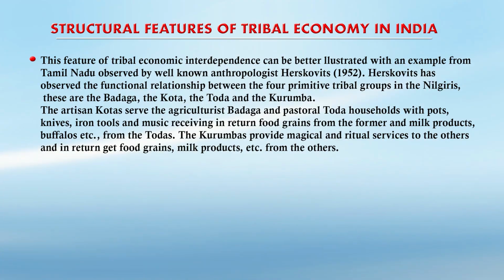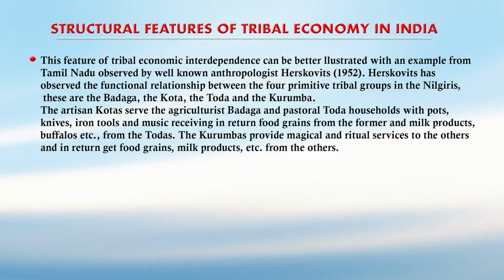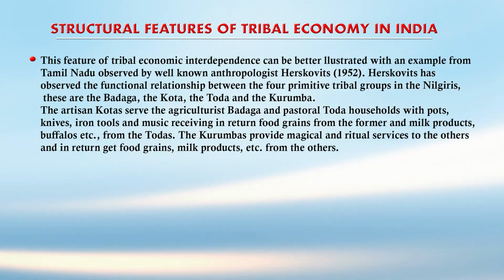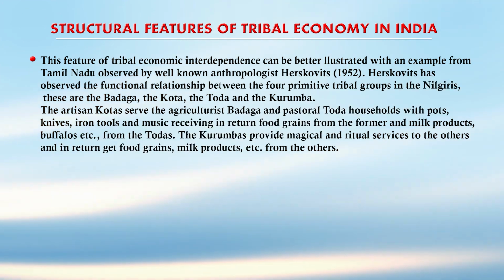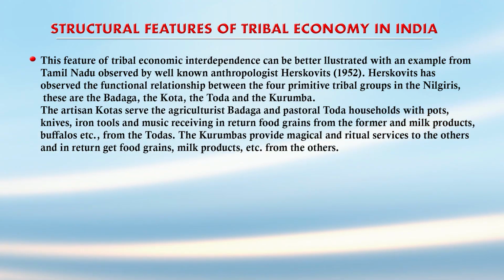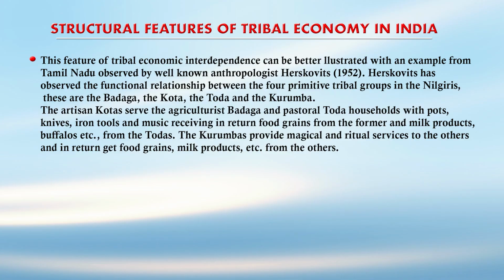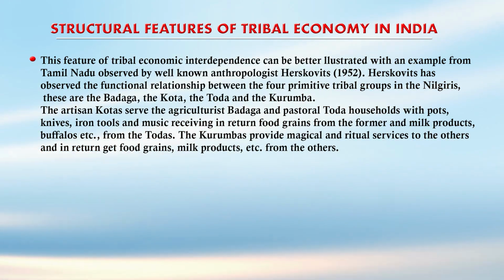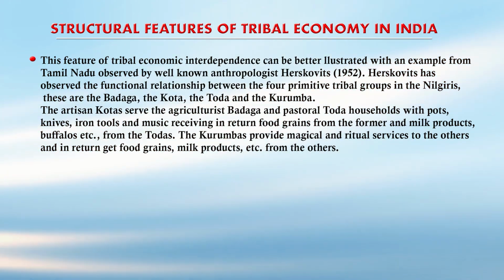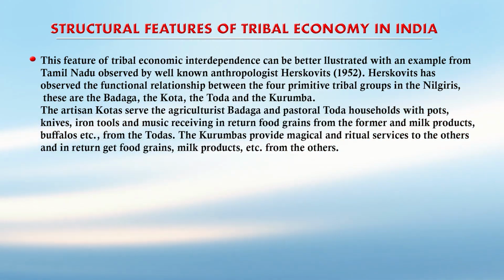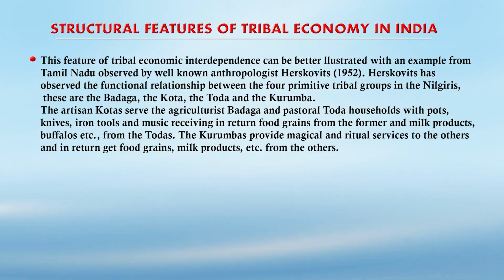This feature of tribal economic interdependence can be better illustrated with an example from Tamil Nadu observed by the well-known anthropologist Herskovits. Herskovits observed the functional relationship between four primitive tribal groups in the Nilgiris. These are the Badaga, the Kota, the Toda, and the Kurumba.